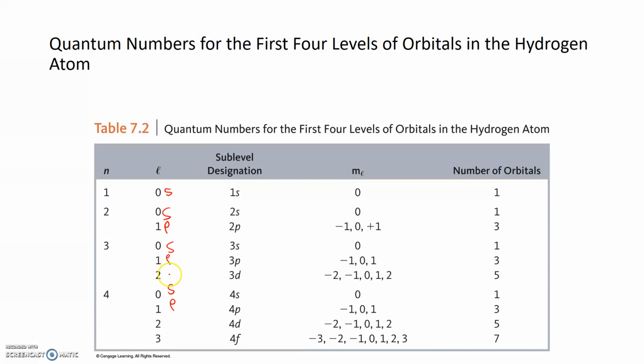All my 2s are D-shaped, and all my 3s are going to be those F. Okay, so this is going to correspond, so let's look at sodium again. Remember, sodium had 11? So we said that sodium was 1s2, 2s2, 2p6, 3s1. So this is telling me the information.